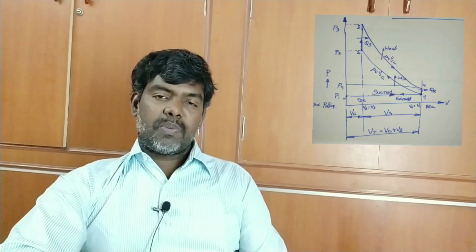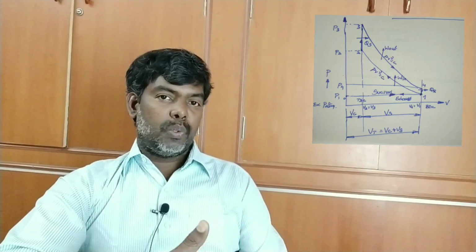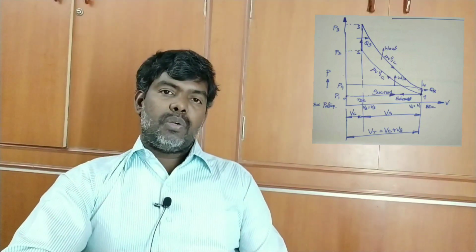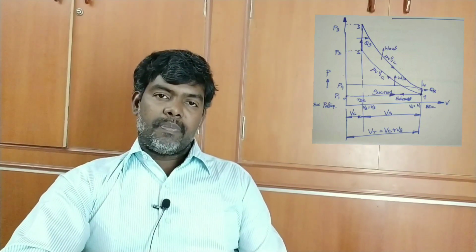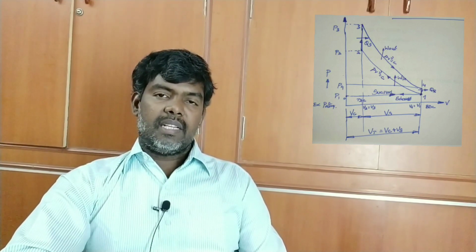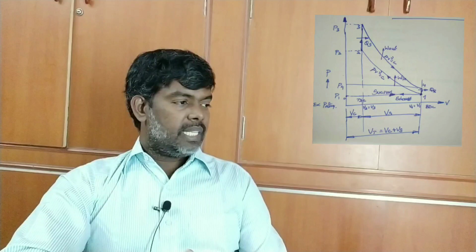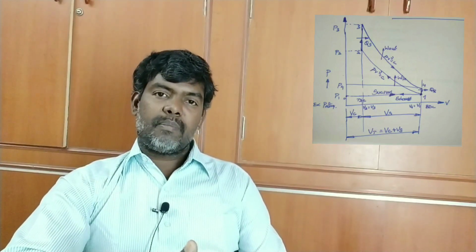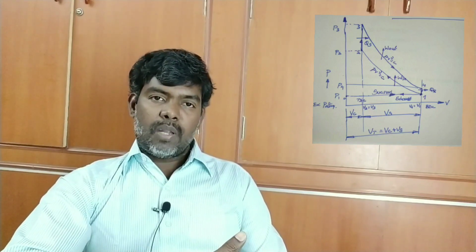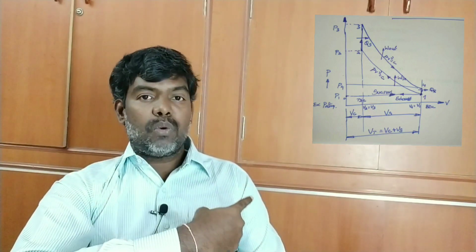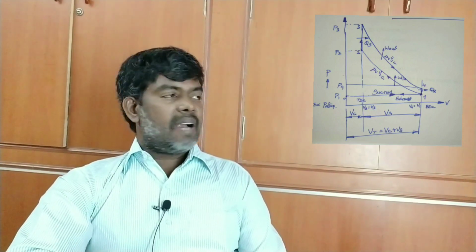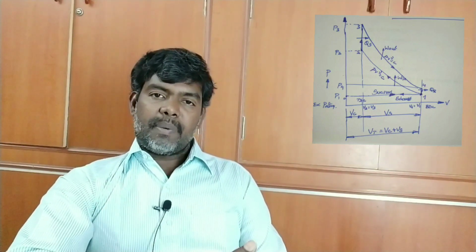This takes place at constant volume, 2 to 3, as represented in the PV diagram. During 2 to 3 at constant volume, the heat is supplied, that is, the air-fuel mixture is going to fire. Combustion takes place. Therefore, the pressure increases at constant volume, V2 equals V3. After combustion, the power stroke starts.